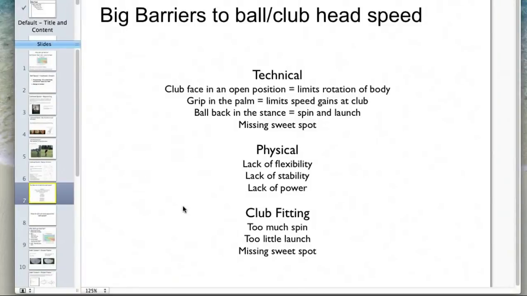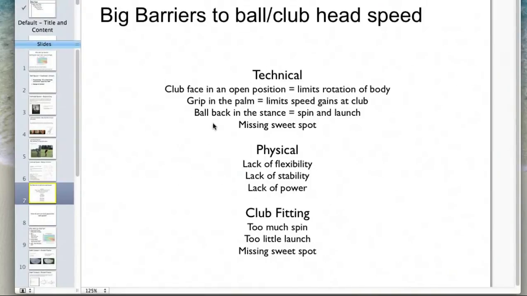So there are some big barriers to creating this ball speed or club head speed. From a technical point of view, there's two major ones that we're going to see related to the grip. One would be if the grip is in the palm, essentially it limits how much speed you can get from your arms to your wrist. And so what ends up happening is your whole arm moves as a block instead of two segments in a chain, and it doesn't create nearly as much speed.